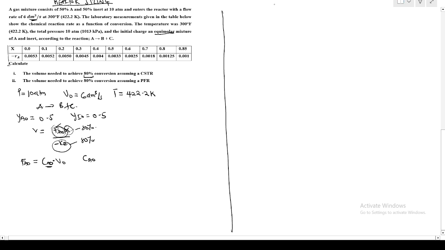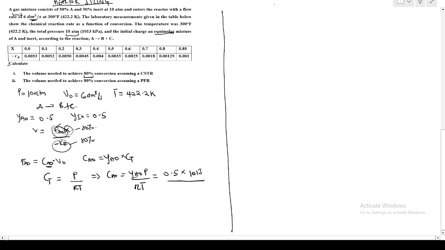And then our CA naught is equal to YA naught, which is the initial mole fraction of A, multiplied by the total inlet concentration. Then our total inlet concentration can be written as, because it's a gas mixture, P over RT. This becomes our total concentration. So therefore, our CA naught becomes YA naught times P all over RT. Our YA naught is 0.5. Our pressure is 10 atm, but in terms of kilopascal, it's 1013 kilopascal.